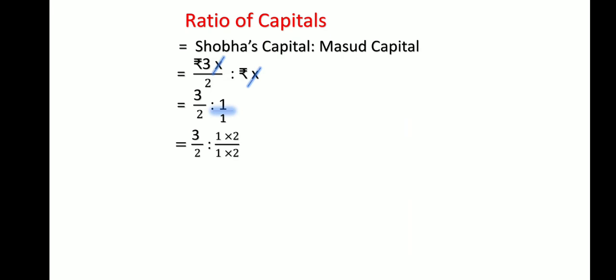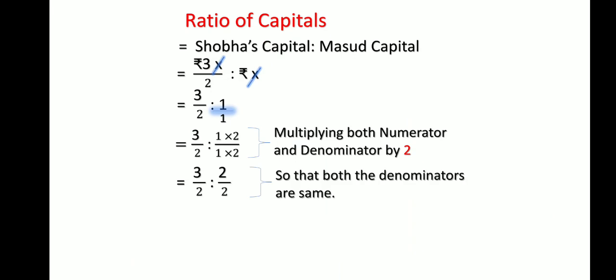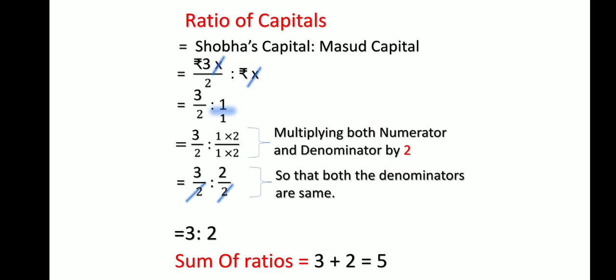So what we did is we multiplied both numerator and denominator by 2. So that our base, now it's 3/2 is to 2/2 is the same, and we can cancel the base, and what we get are 2 whole numbers, that is 3:2. So it gives a better interpretation of ratio. So we know the sum of ratios. Now we can distribute the profit.